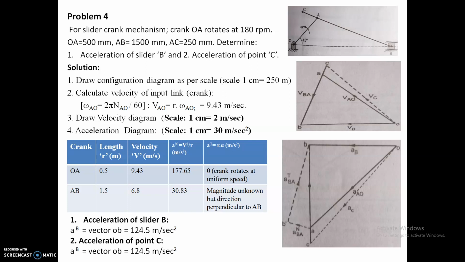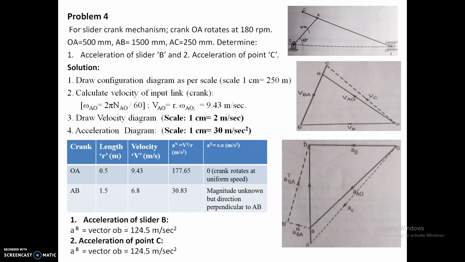So again, you have to follow the same steps. First of all, you draw the configuration diagram. The configuration diagram is nothing but the same mechanism or the same sketch drawn using a scale. Then you draw the velocity polygon. For making the velocity polygon, it is necessary to determine the value of velocity for the crank. And then you draw the acceleration polygon. So let us see.